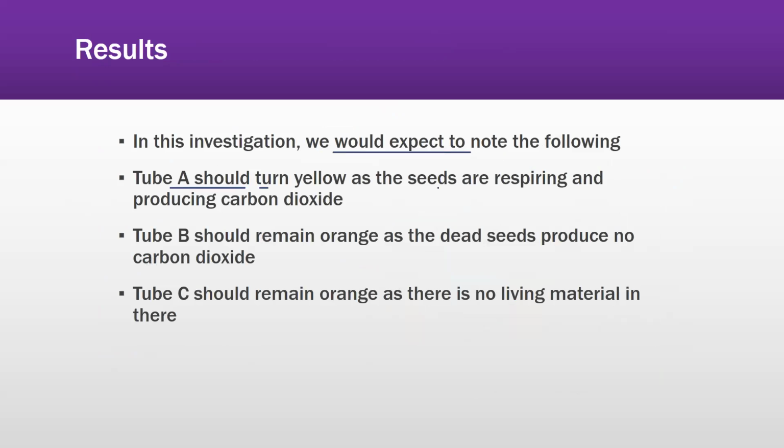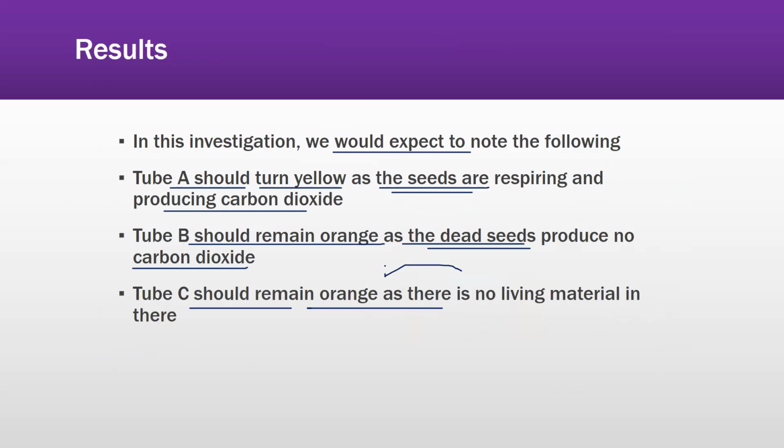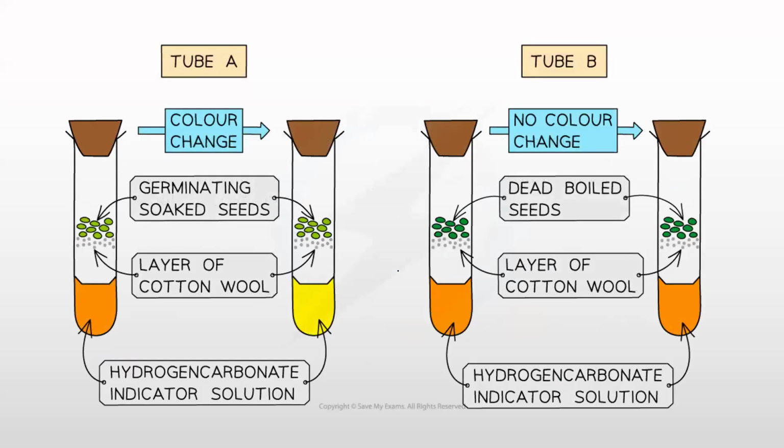Tube A should turn yellow as the seeds are respiring and producing carbon dioxide. Tube B should remain orange as the dead seeds produce no carbon dioxide. And tube C should remain orange as there is no living material in there as well. Here, if you look at what we did, this was tube A. Tube A had germinating seeds, so its color changed from orange to what? Yellow, because CO2 was produced. The seeds were germinating.